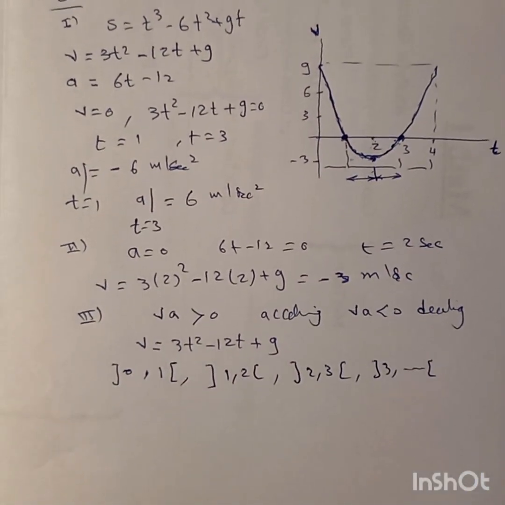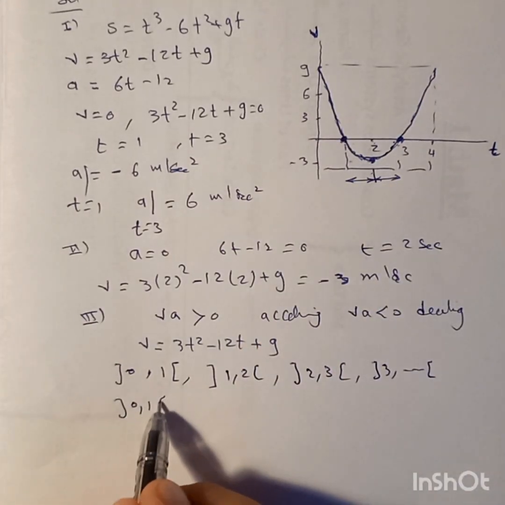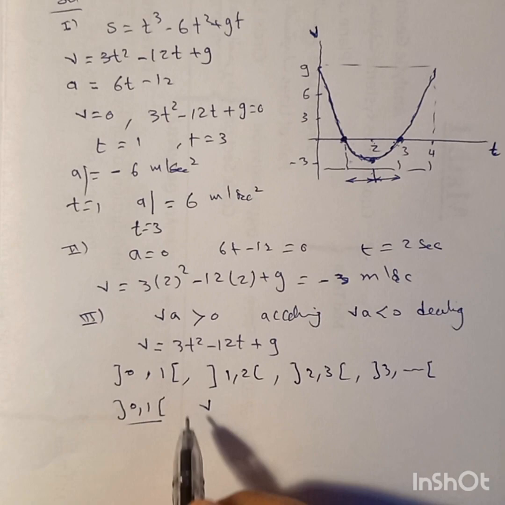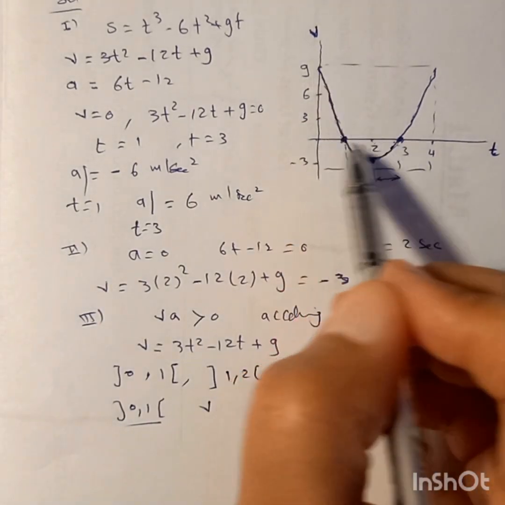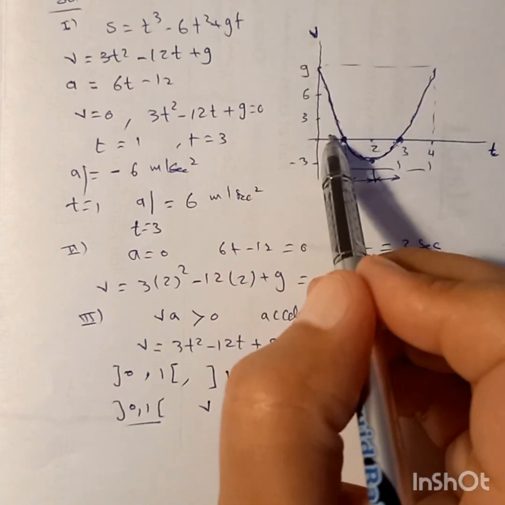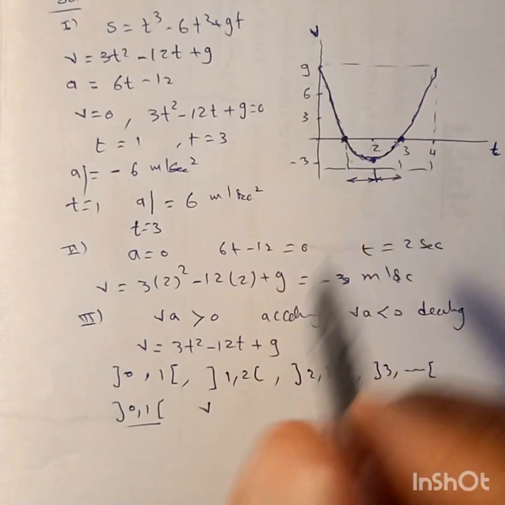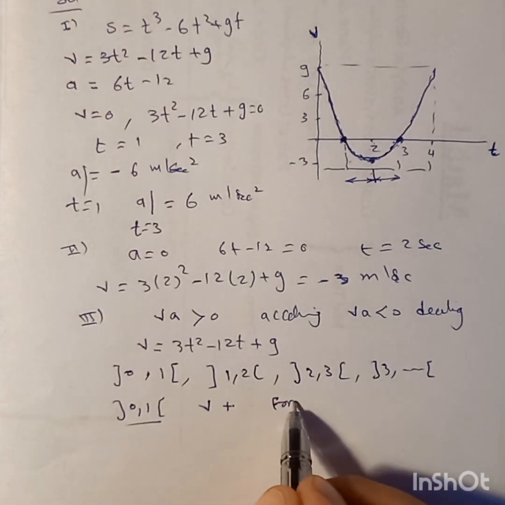Then for the first interval from 0 to 1, we have to find first the sign of the velocity. Here the curve is above the x-axis as we are dealing with a v-t curve. Then the velocity is positive here. Okay, then the direction is forward.